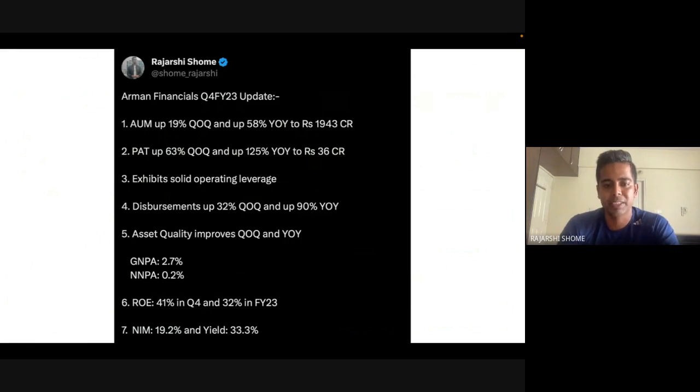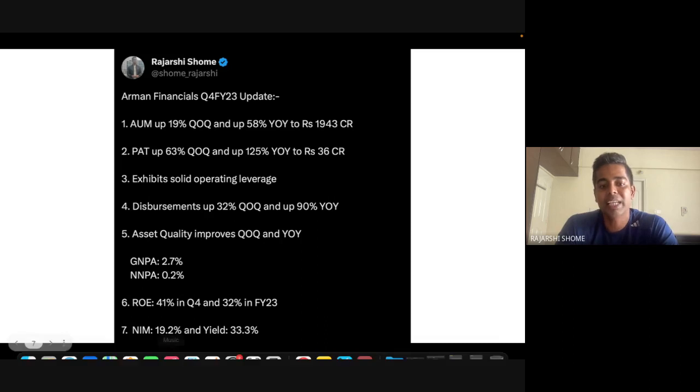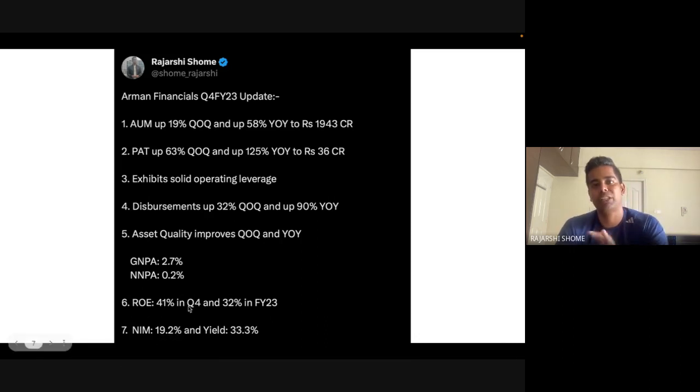Like look at NIMs here. The NIM is 19.2% in Q4, which is amazing. And you can clearly see the yield, 33% yield. I have never seen anybody giving loans at 33%. It's like at 33%, if you give out 100 rupees of loan, you will get back interest of 100 rupees within the next 3 years. Actually, less than 3 years, about 2.5 years. And the ROE number is an outstanding 41% in Q4 and 32% in FY23.